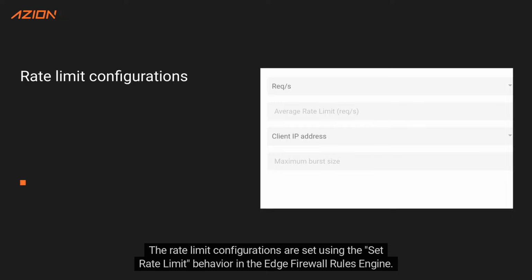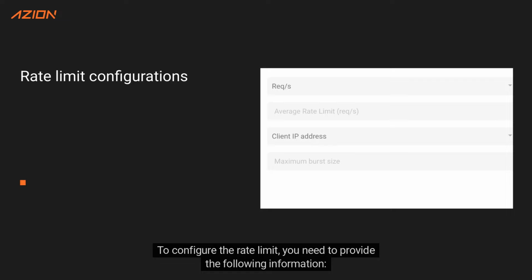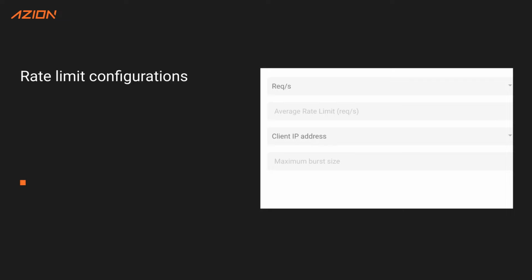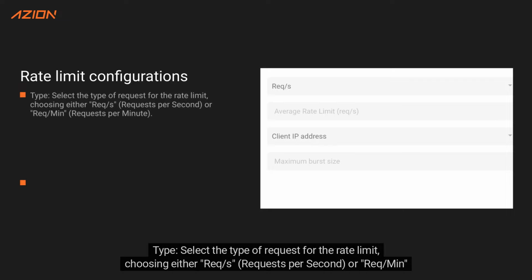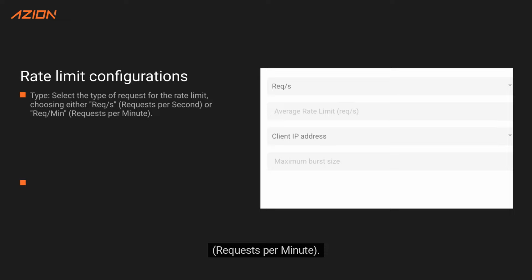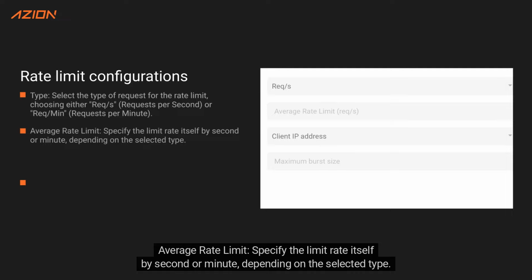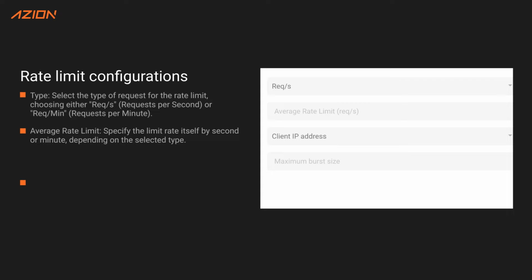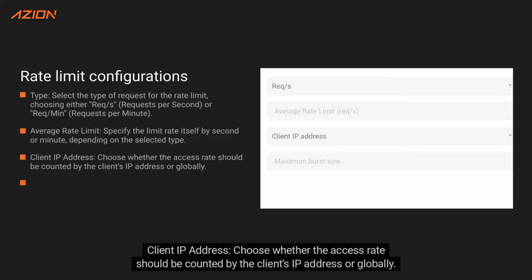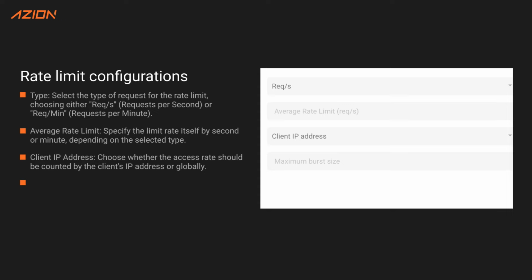The rate limit configurations are set using the set rate limit behavior in the Edge Firewall rules engine. To configure the rate limit, you need to provide the following information. Type. Select the type of request for the rate limit, choosing either req/s, requests per second, or req/min, requests per minute. Average rate limit. Specify the limit rate itself by second or minute, depending on the selected type. Client IP address. Choose whether the access rate should be counted by the client's IP address or globally.